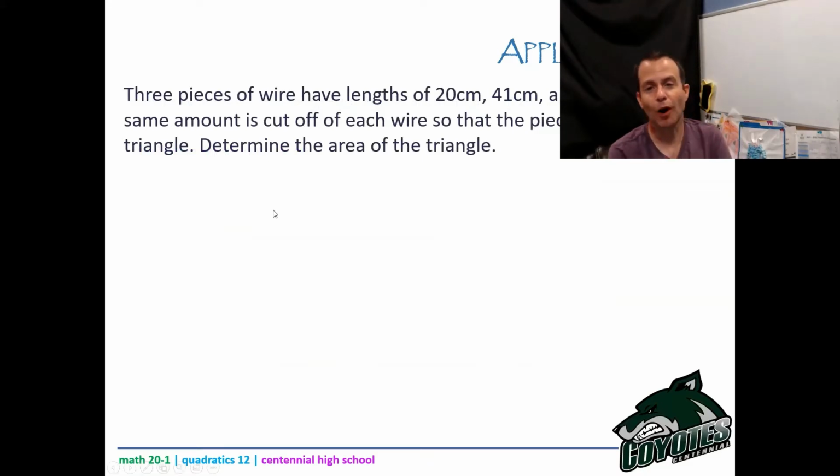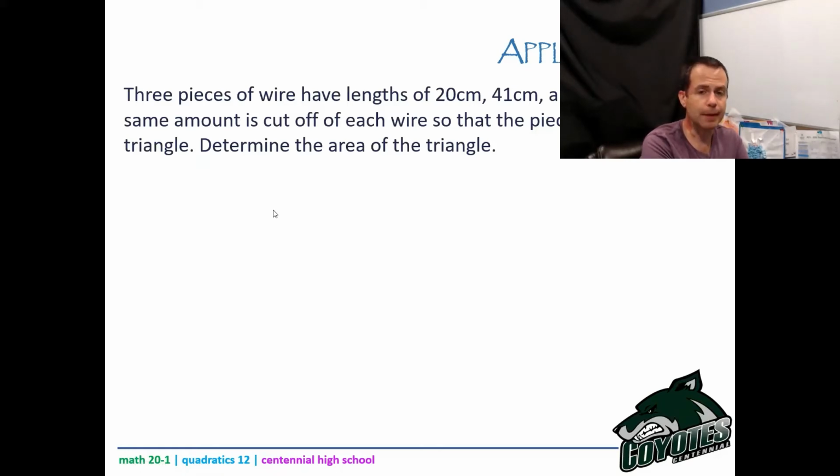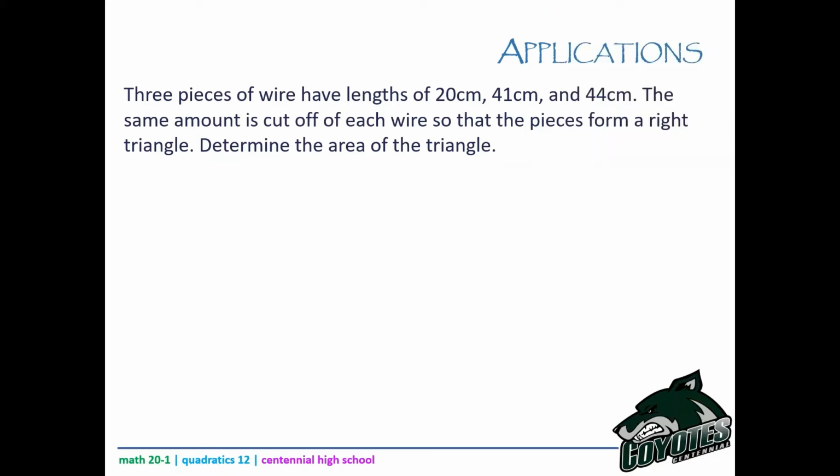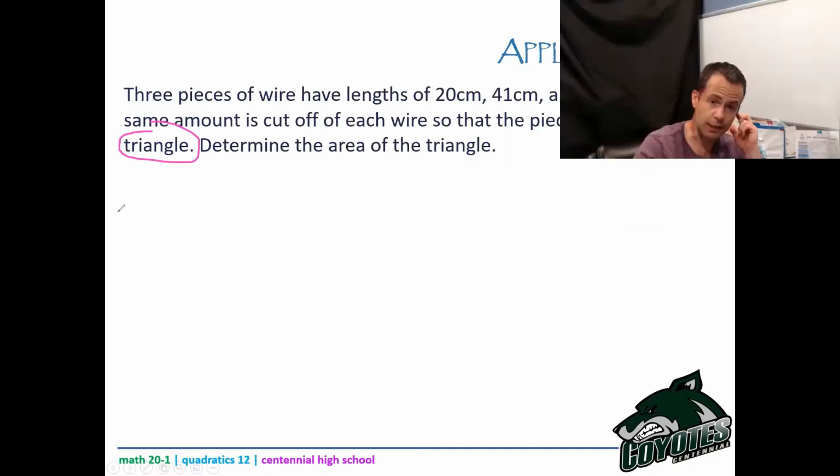3 pieces of wire have lengths of 20 centimeters, 41 centimeters, and 44 centimeters. The same amount is cut off each wire so that the pieces form a right triangle. Determine the area of the triangle. Now, I'm going to hide myself for a second just because I want you to see the question, because the key word here is a right triangle. A right triangle means I have a 90 degrees. Not only does it mean I have a 90 degrees, it also means I get to use the Pythagorean theorem.